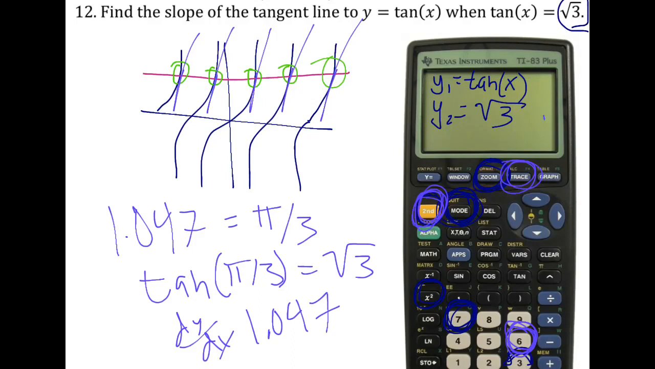That's a total lie. Do you know what just happened to me? I tried to find the derivative of the horizontal line y equals the square root of 3. So make sure you're on the right graph, and then do all of that stuff, and you should get the value of 4 as your answer.